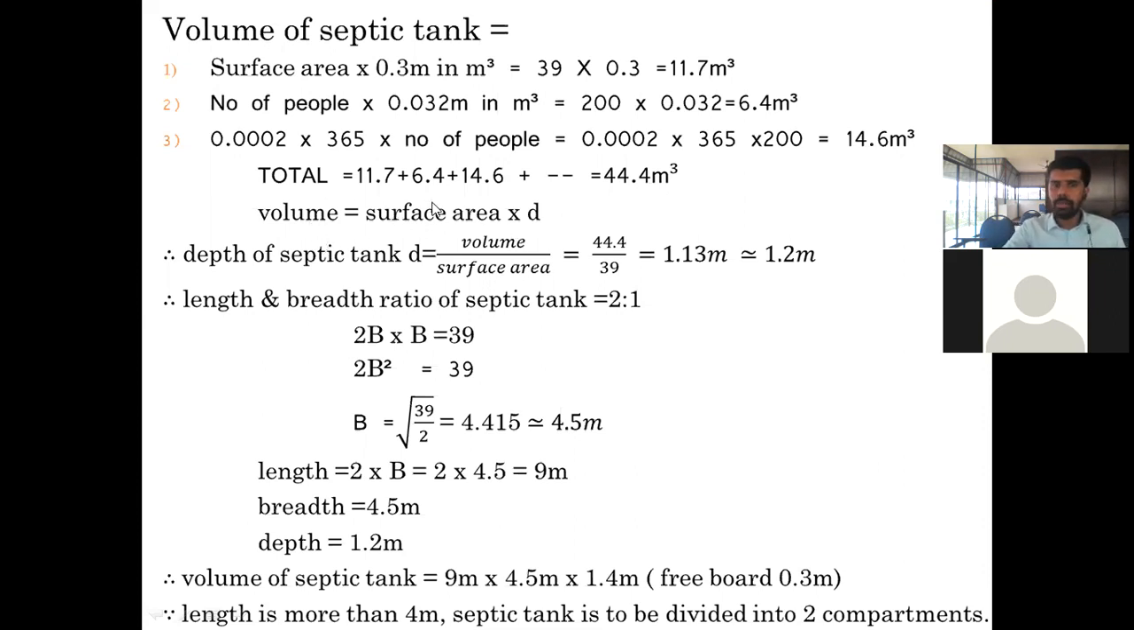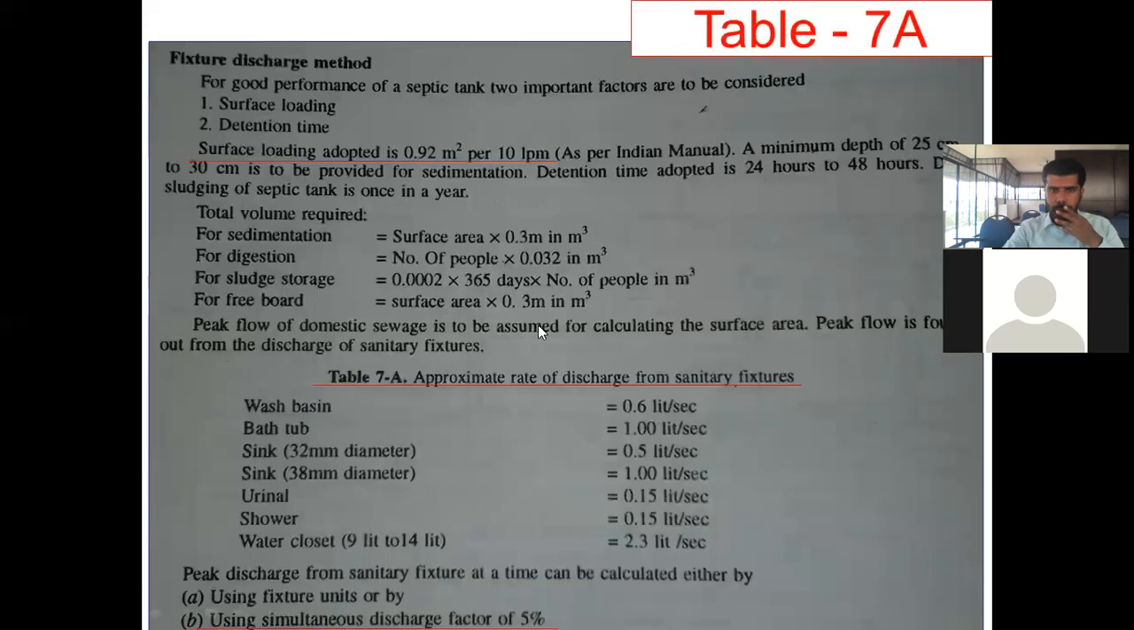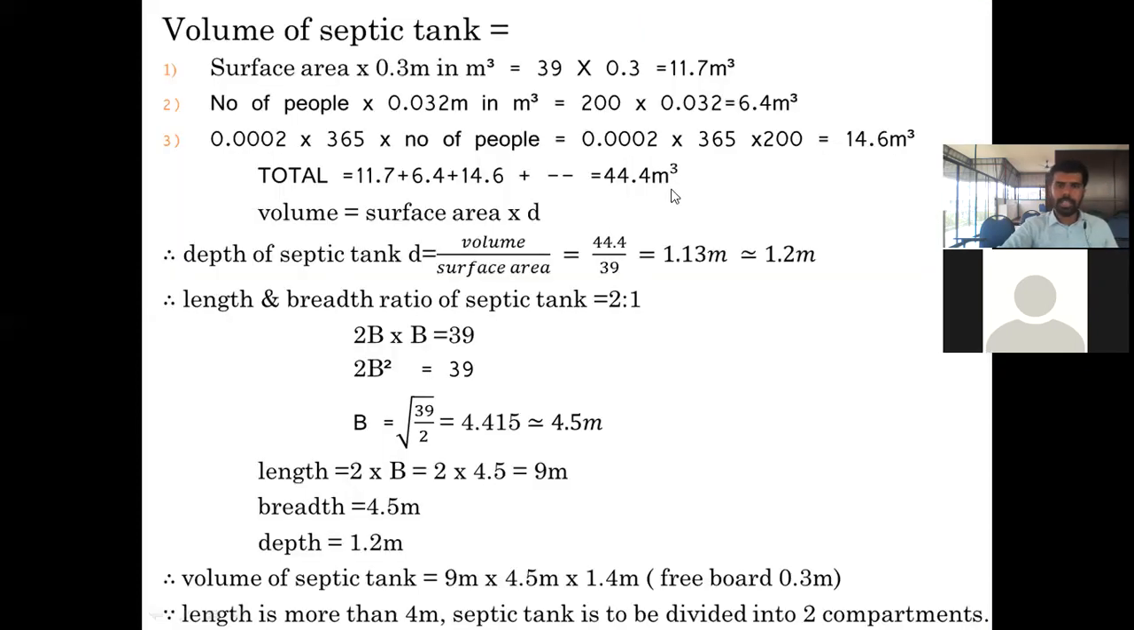Now, volume is equal to, this is the formula. You know it's a normal formula: surface area into depth is the volume. So you know the volume, and you need to find the depth without the freeboard only, because we have not calculated the freeboard. Freeboard means that space only. Without that space, we are seeing 44.4 meter cube is the volume.